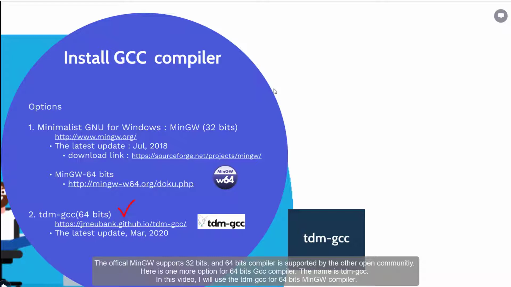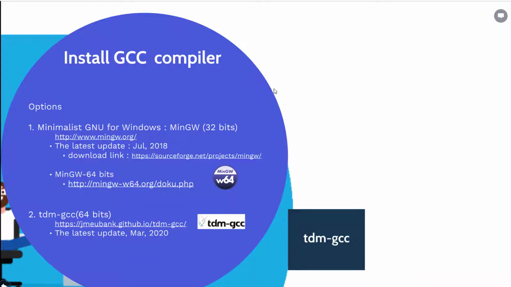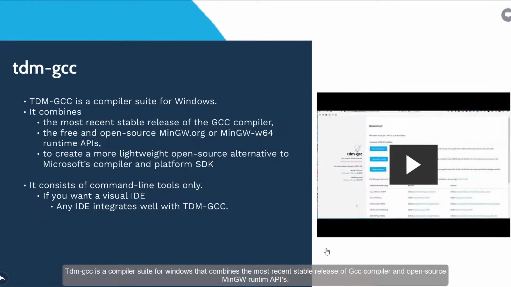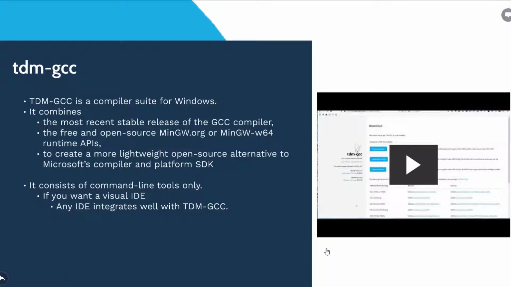Here is one more option for a 64-bit GCC compiler. The name is tdm-gcc. In this video, I will use tdm-gcc for the 64-bit MinGW compiler. tdm-gcc is a compiler suite for Windows that combines the most recent stable release of the GCC compiler and open source MinGW runtime APIs.